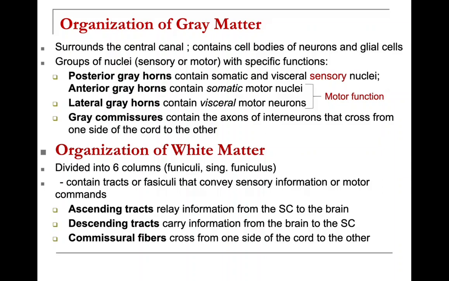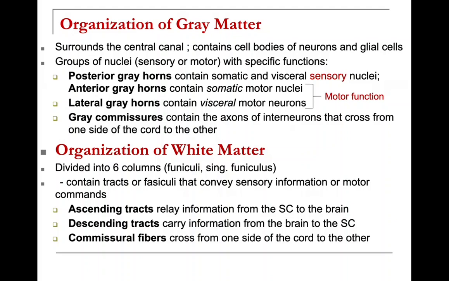So they're both motor. The gray commissures are going to contain the axons of the interneurons. Those will cross from one side of the cord to the other. When we look at the white matter, it's divided into 6 columns. So we call them the funiculi or a funiculus. They'll have the tracts or fasciculi that convey the sensory information or motor commands.